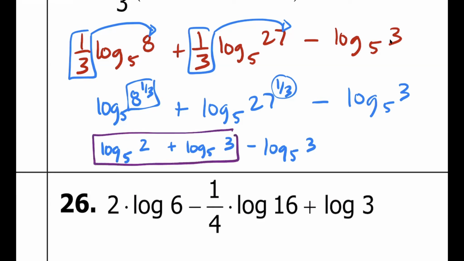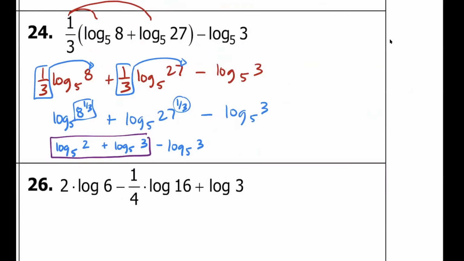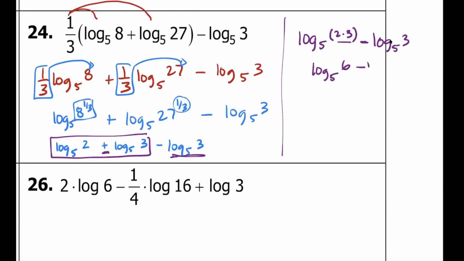And since I'm adding 2 logs, that's the product property. So if I'm adding 2 logs, put them together, right? Slurp them together. So I have 2 and 3, which means 2 times 3, because that's the product property. And I'm subtracting log base 5 of 3. That's still there. So let's clean this up. This is log base 5 of 6 minus log base 5 of 3.